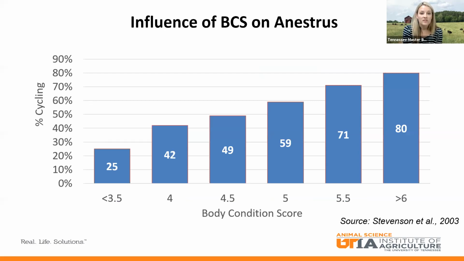Okay, so when we look at the influence of body condition on anestrus, this is some really good data just looking at the percent cycling at the start of a breeding season. So when you look at especially these 4.5 body condition scores compared to a 5.5, just going up one body condition score increased your percent of cycling from 49% to 71%. So it's a really effective tool to make sure your cows are ready at the start of the breeding season by making sure that they're in good body condition, and definitely in an upward plane of nutrition, not going backwards.